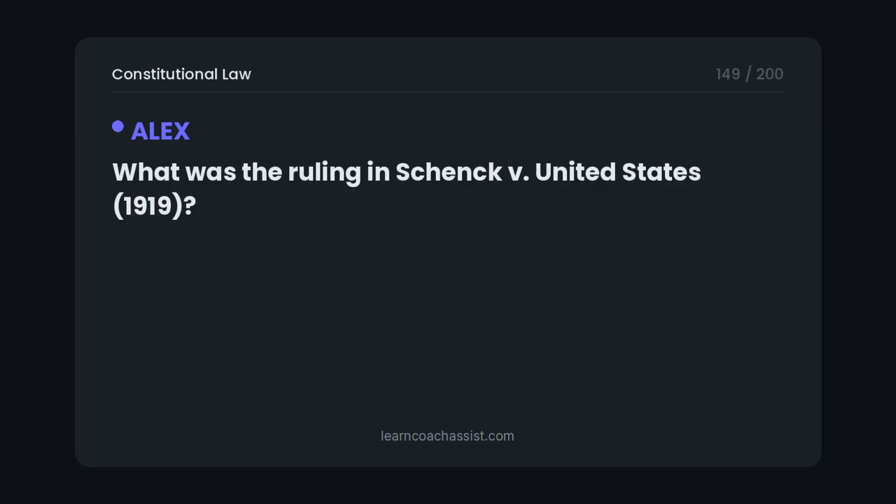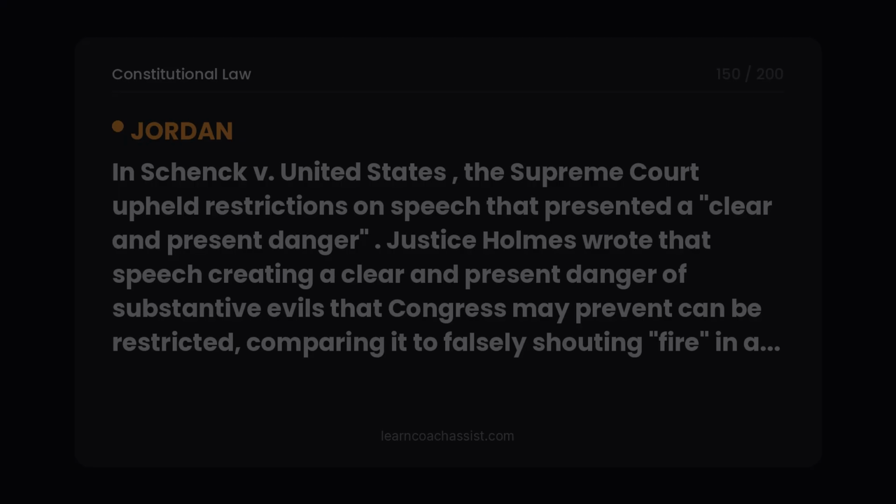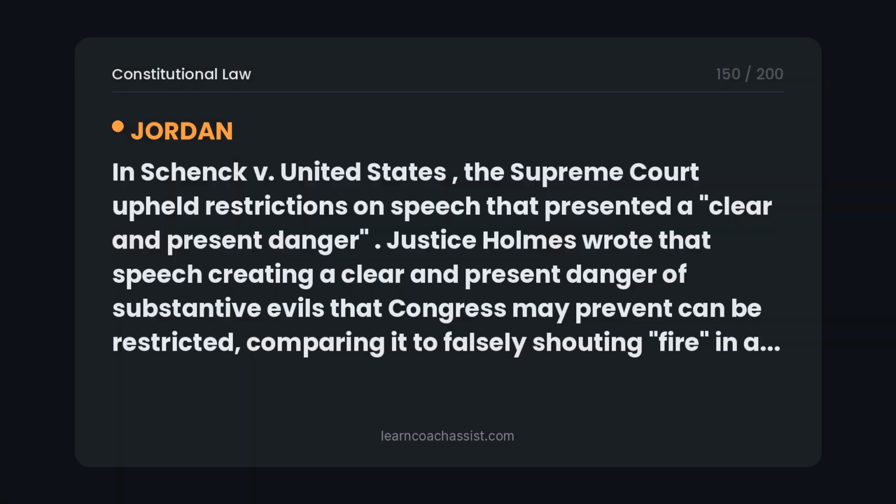What was the ruling in Schenck v. United States, 1919? In Schenck v. United States, the Supreme Court upheld restrictions on speech that presented a clear and present danger. Justice Holmes wrote that speech creating a clear and present danger of substantive evils that Congress may prevent can be restricted, comparing it to falsely shouting fire in a crowded theater.